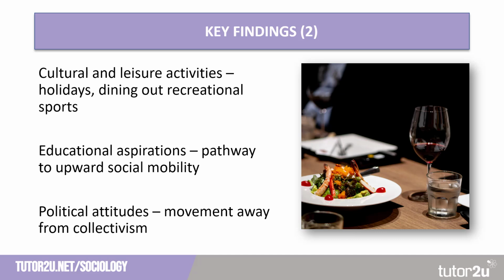Another significant finding was the emphasis on education among the workers' families. Many parents aspired for their children to achieve higher educational qualifications and better job opportunities, which were seen as pathways to upward social mobility. This focus on education mirrored middle-class values and indicated a desire for intergenerational advancement.